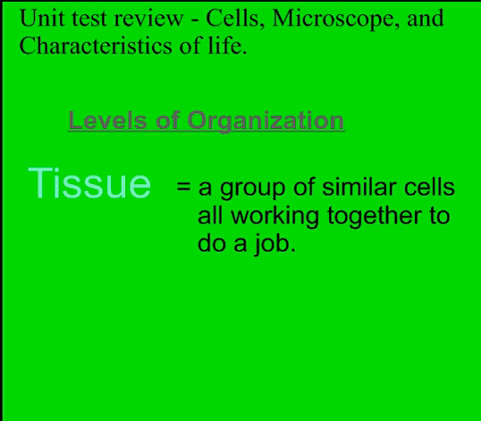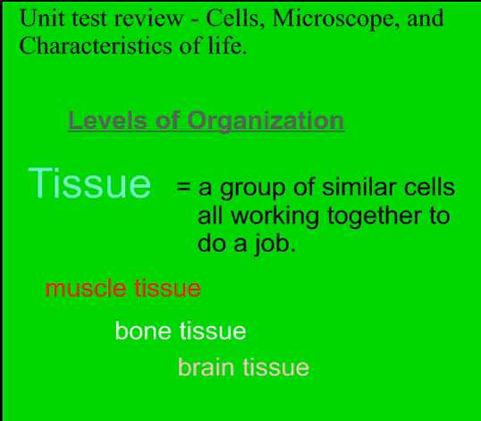Tissue, remember, is a group of similar cells, all working together to do a job. We could talk about muscle tissue, bone tissue, brain tissue. Even blood is considered a tissue because it's made up of many different kinds of cells.